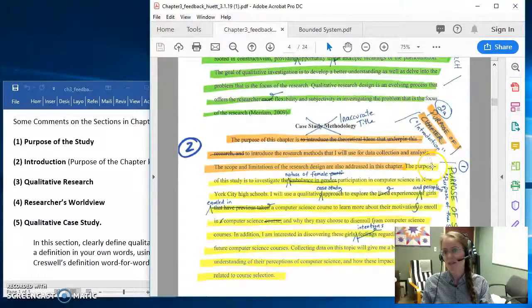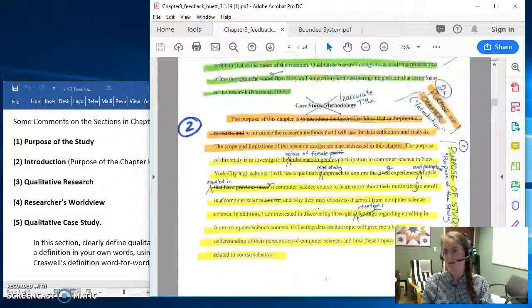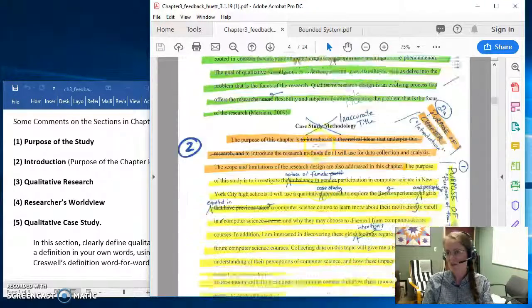That's the first thing. And then the second thing I would do is have a section called introduction, and that's this orange stuff. That's the purpose of the chapter. And here's some more orange stuff that I think is purpose of the chapter type of stuff, so put that also in that second paragraph. Then have a third paragraph called qualitative research. Now you're kind of taking us in. What is qualitative research? What is this approach?